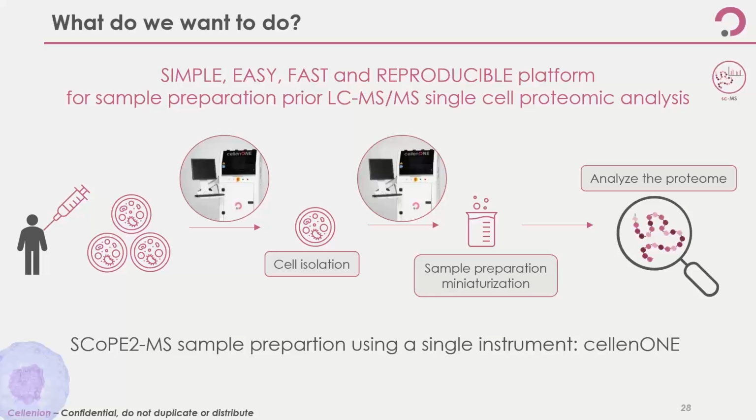So what we want to achieve is to be able to use the CellenONE to isolate the cells, but also to achieve all the steps of sample preparation, as well as to miniaturize them in order to analyze the proteome. So what I'll present today is the experiment that we are doing now, and it refers to the Scope2MS method. It's a sample preparation method, and we want to achieve it using a single instrument, our CellenONE.